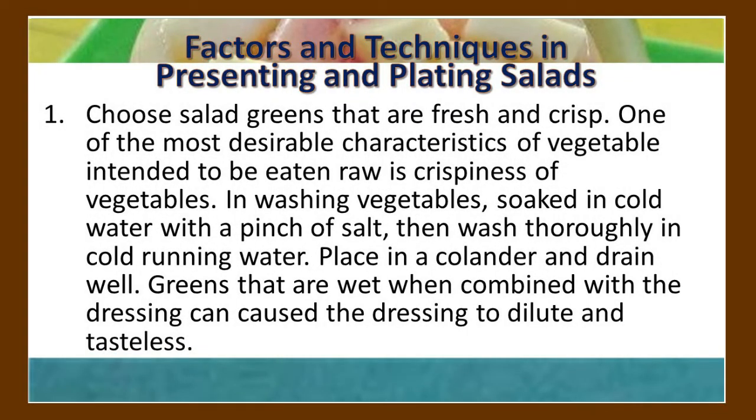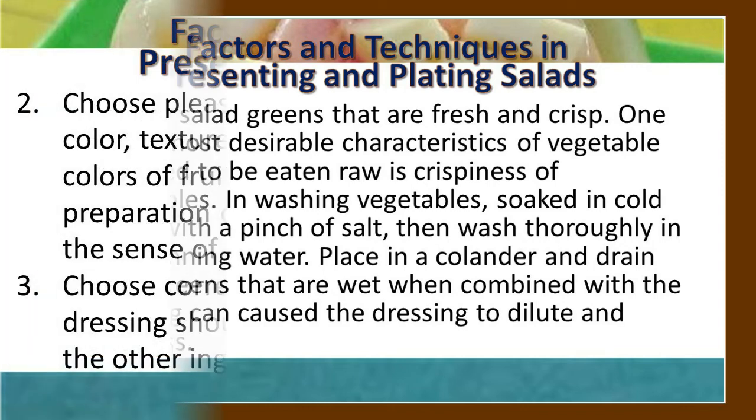Number 1. Choose salad greens that are fresh and crisp. One of the most desirable characteristics of vegetables intended to be eaten raw is crispiness. In washing vegetables, soak in cold water with a pinch of salt. Then, wash thoroughly in cold running water. Place in a colander and drain well. Greens that are wet when combined with the dressing can cause the dressing to dilute and taste less.